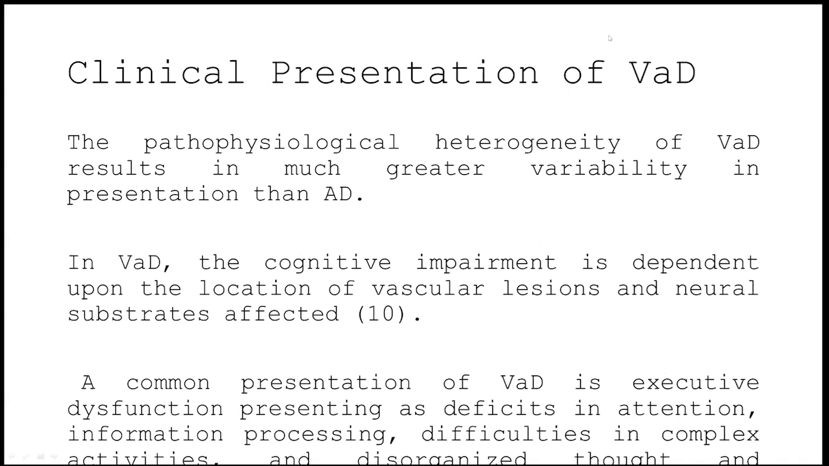The pathogenesis, which is important to understand in relation to vascular dementia, while it's heterogeneous, provides important therapeutic targets. And these therapeutic targets are important for prevention, for primary as well as for secondary prevention.